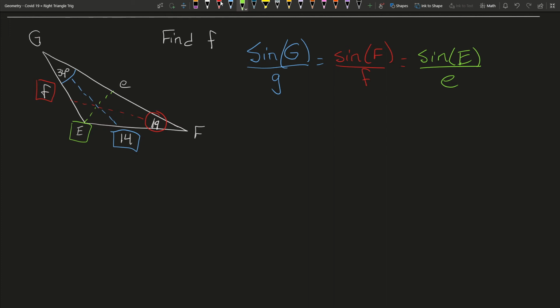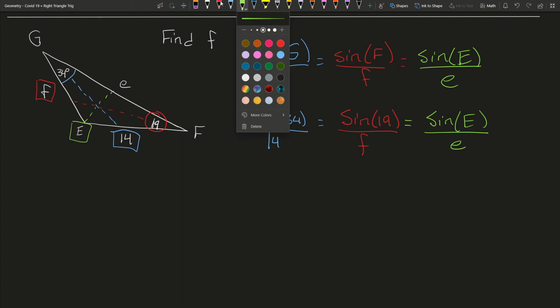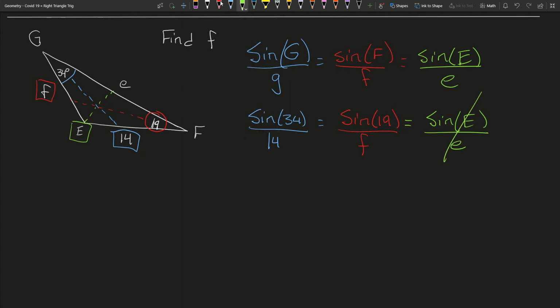Okay, then we just substitute in what we know and see what we actually need. So the sine of g, so sine of 34 over 14 is equal to the sine of 19 over f. And then we have two unknowns. All we really want is f, so that should be the only unknown that we have. So we can cross out this part, and we're done with that.